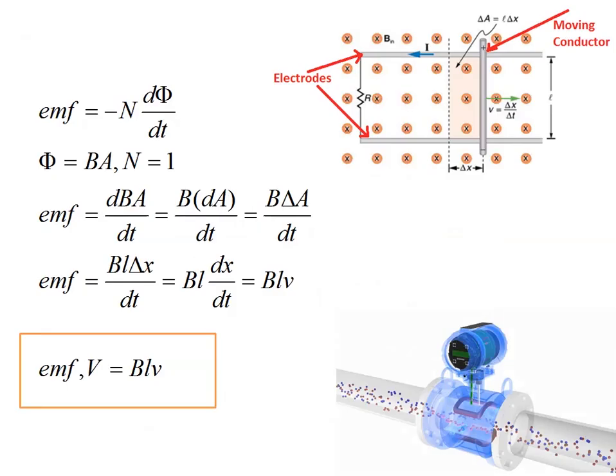The equation can be derived: EMF equal to minus N into d phi by dt, where phi is given by magnetic flux density into area, and in our case N equal to 1. If you substitute here, EMF equal to B into L, where L is the distance between the electrodes, into dx by dt. dx by dt is the velocity. If you substitute all in this equation, finally you will get EMF equal to BLV, where B is the magnetic flux density, L is the distance between the electrodes, which can also be taken as D, the diameter of the pipe, and V is the velocity of the moving fluid.